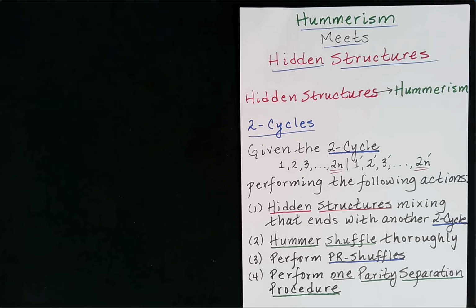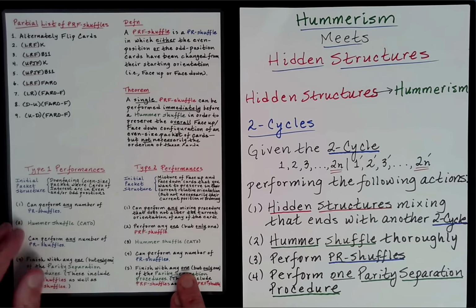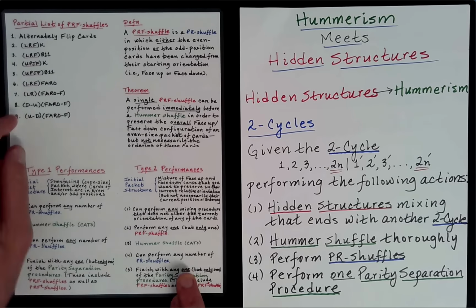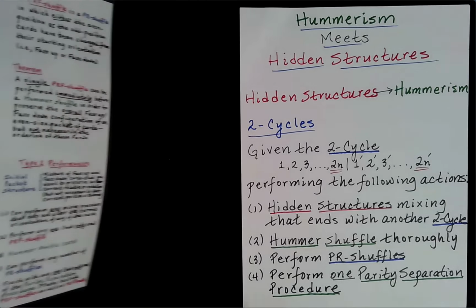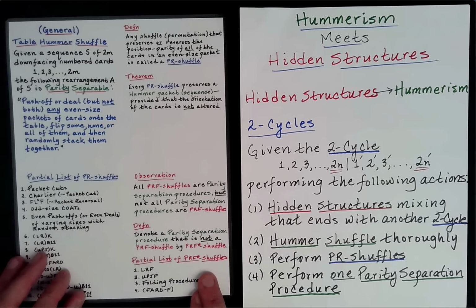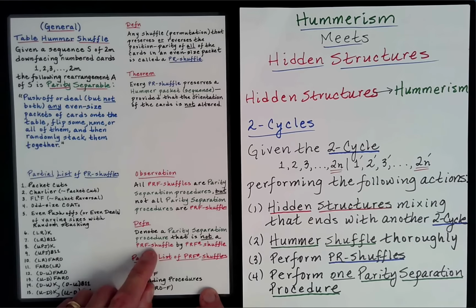Then what we need to do is perform one of the parity separation procedures, and it's any one of these here. Also, I want to point out, I believe it's on the next page, I have these PRF asterisk shuffles. These are parity separation procedures that technically don't qualify as a PRF shuffle given the definition.